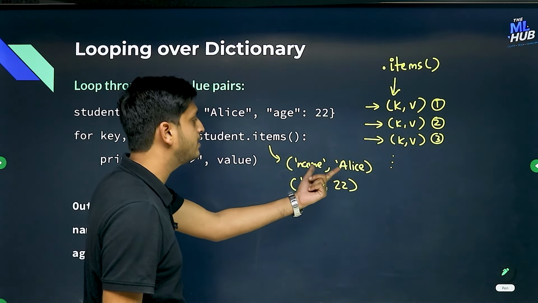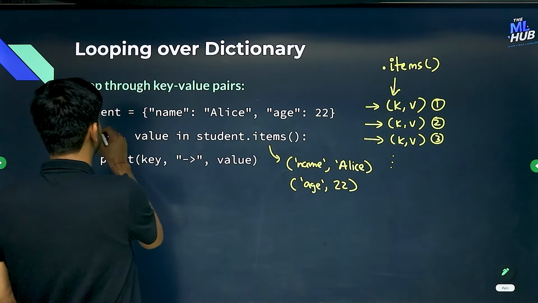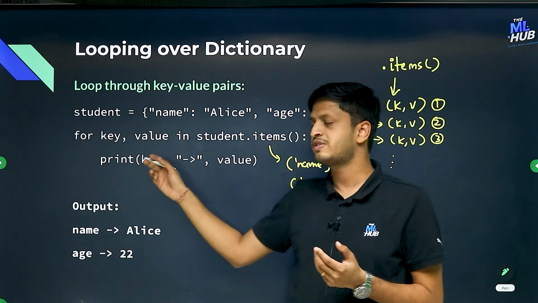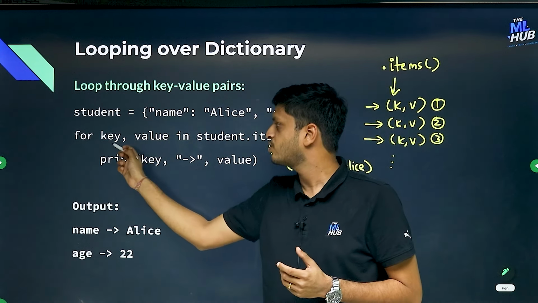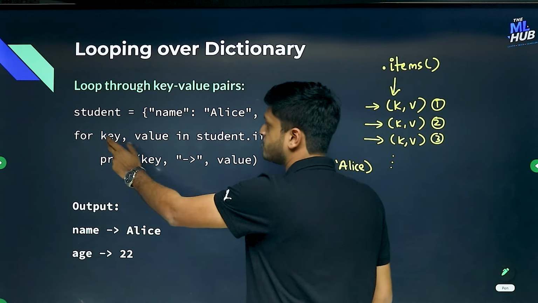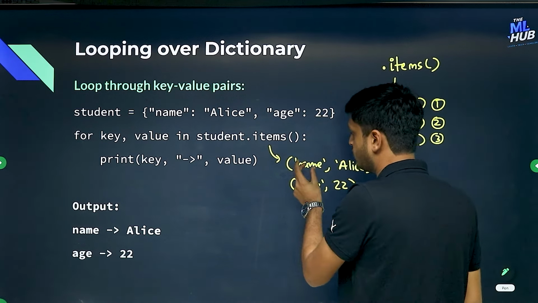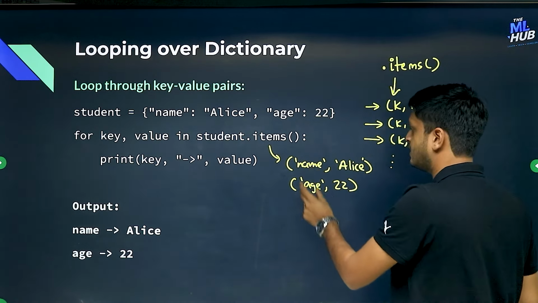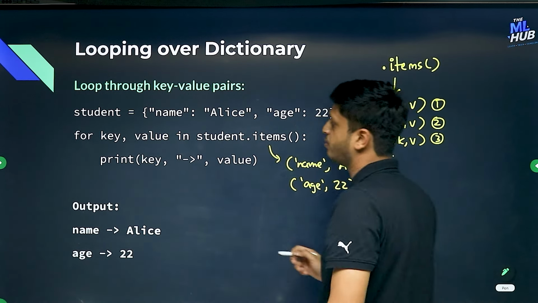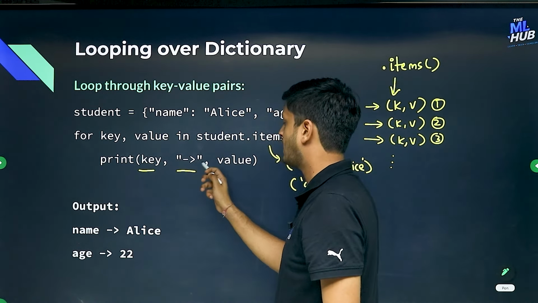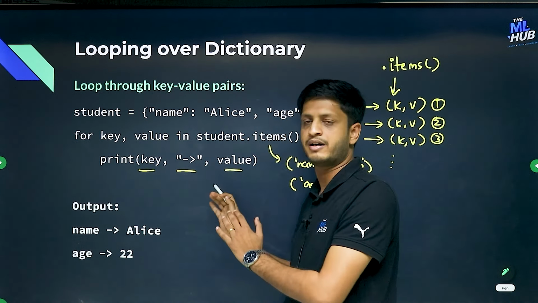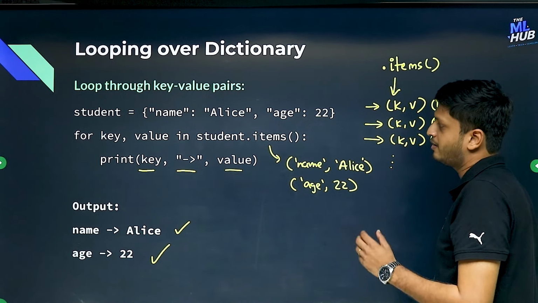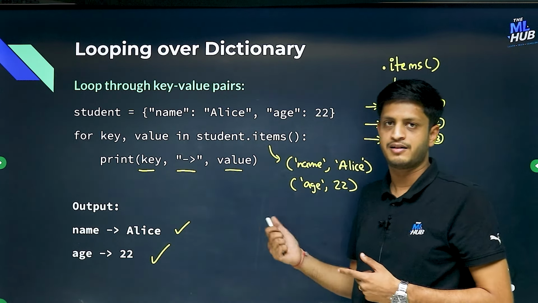Now we can use tuple packing and unpacking. We can actually unpack this particular tuple into another tuple of variables, key comma value. So if you want, you can write the brackets and you can skip the brackets as well. We have seen tuple unpacking and packing, right? So you can actually unpack this tuple in this tuple. So key will take the first value in this tuple and value will take the second value in this tuple. So automatically key will always take the keys and value will take the corresponding values. Now you can print key and then an arrow and then value. So here the key and value will be printed: name Alice, age 22. This is how you can iterate over key value pairs in a dictionary.